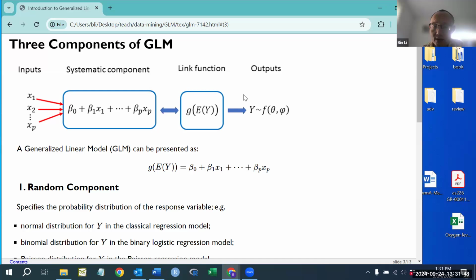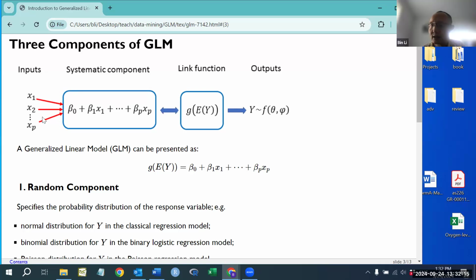So we have a random component here. The y is a random variable. We have some distribution, and that distribution cannot be any distribution. It has to fall into a family that's called the exponential family. Okay? And we have a systematic component.